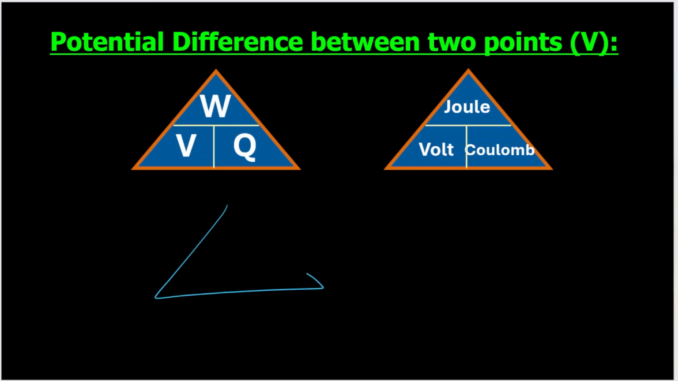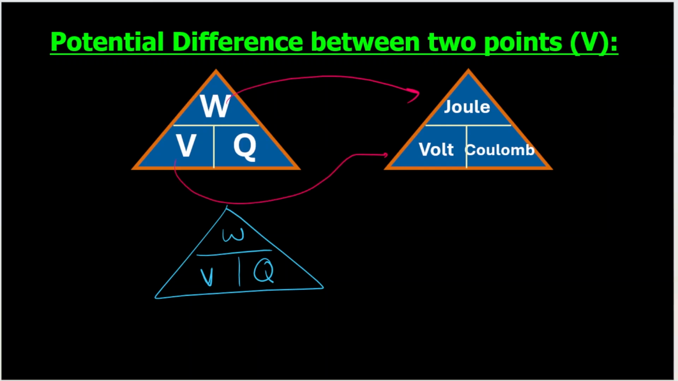So the potential difference, which is symbolized by V, is equal to the ratio between the work done and the quantity of charge which needs to be transferred. The measuring unit of work is joule. The measuring unit of the potential difference is volt. The measuring unit of the quantity of charge is coulomb.